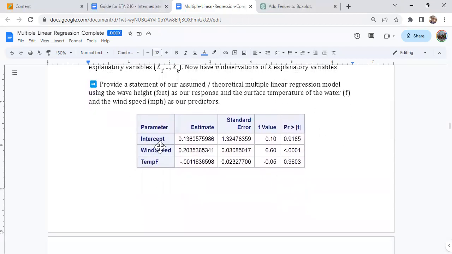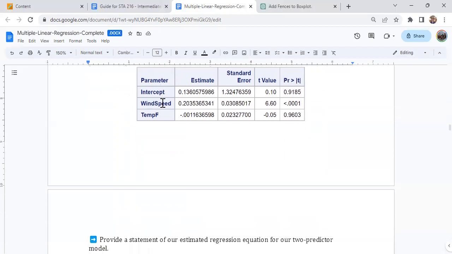Okay, so we fit a multiple linear regression model using SAS, still modeling the wave heights in feet, but now using wind speed, which is actually in knots, as our predictor, and the surface temperature of the water in Fahrenheit also as a predictor.